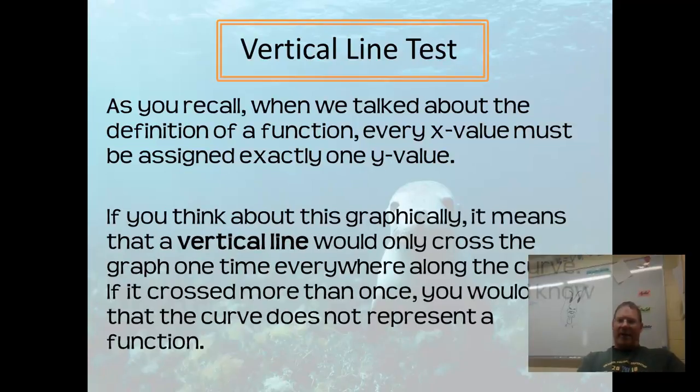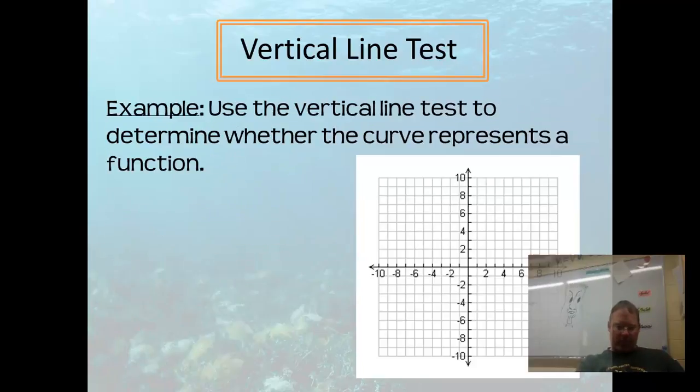If you think about this graphically, it means that a vertical line would cross the graph one time everywhere along the curve. If it crossed more than once, you would know that the curve does not represent a function. So it's literally that easy. Just think of a vertical line everywhere on the graph, not just in one spot, but you have to look everywhere on the graph. And if it crosses any spot, any number more than once, then it's not a function.